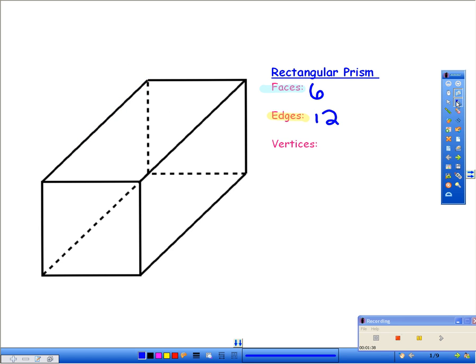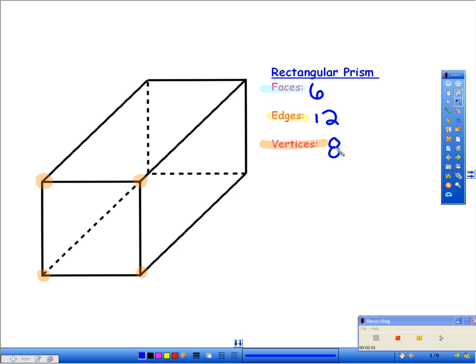Now I'm going to get rid of this color, yellow. And now we're going to talk about vertices. What are vertices? Vertices are where more than one edge meet up. And so I'm going to highlight those. Right there is a vertex. We have 4 vertices right there. There's 4 more down at the other end. That gives us a total of 8 vertices.